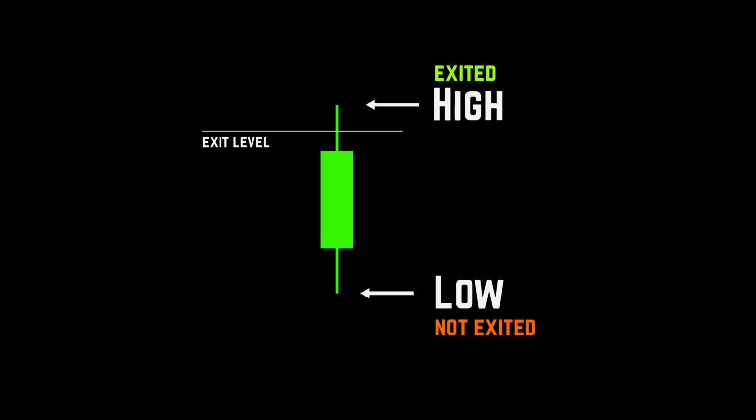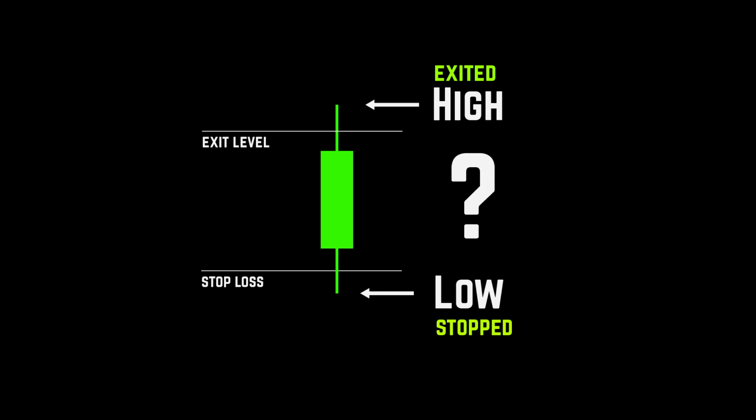But this could lead to mixed results because a candle could hit both the stop with its low and the exit with its high on the same day. And since these are daily candles, we wouldn't know which level was hit first. So I had to make a choice regarding which one to sacrifice, the stop or the exit.